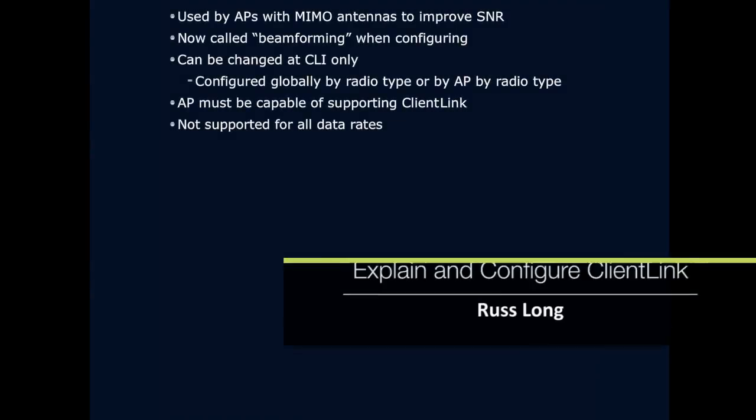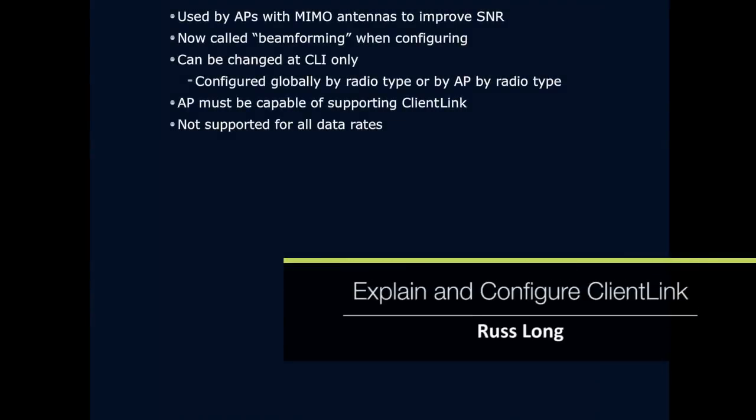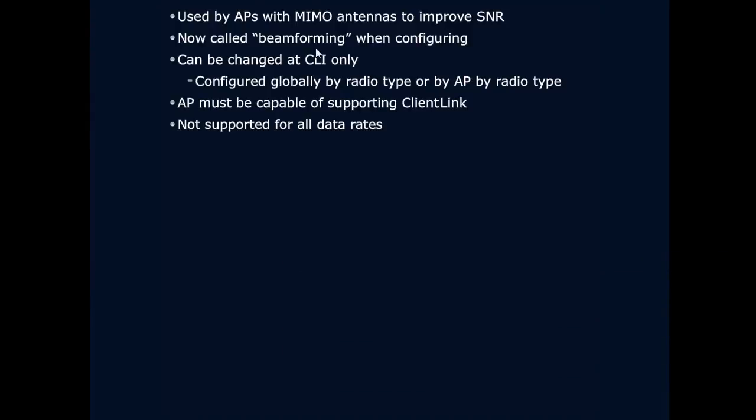The first thing we're going to talk about is actually the term ClientLink. Many of you might not know that term. It really is called beamforming nowadays. That's really what we call it. It's used by APs with multiple-in, multiple-out antennas to improve signal-to-noise ratio.